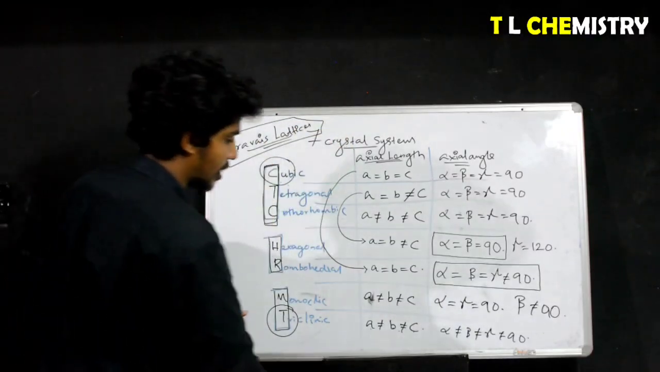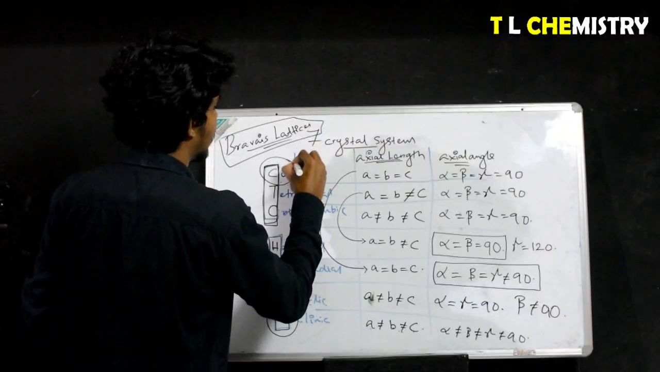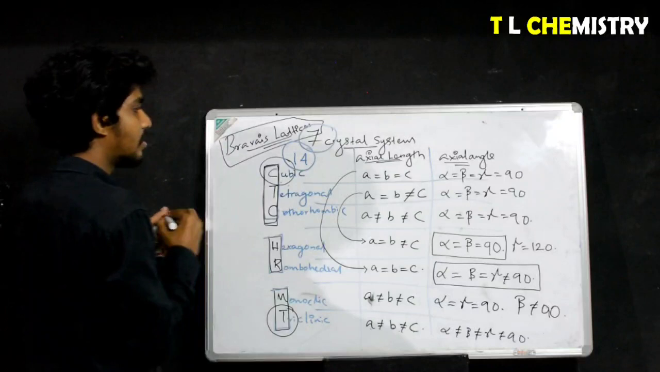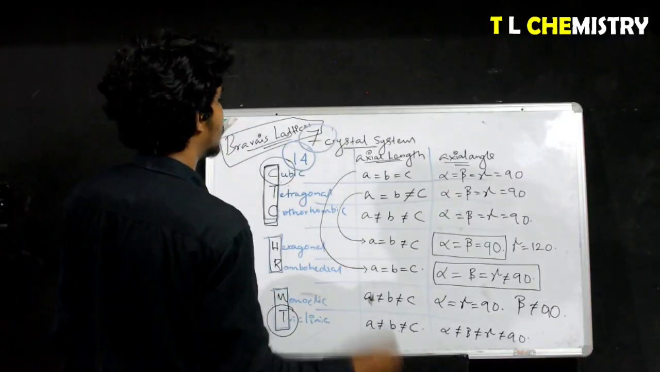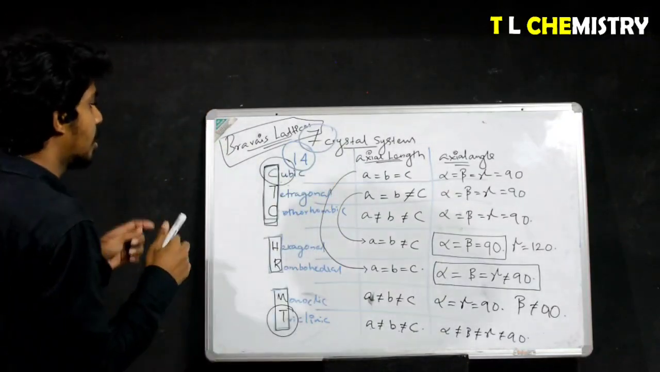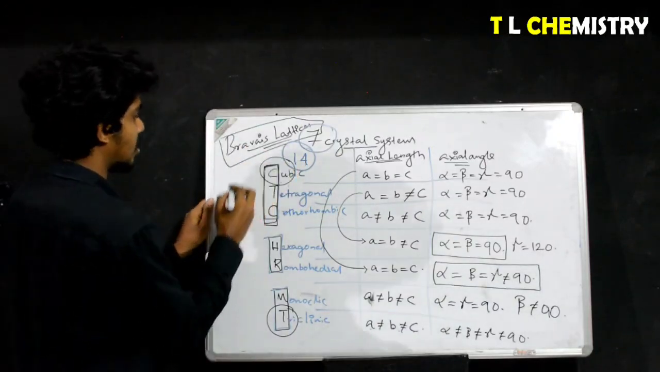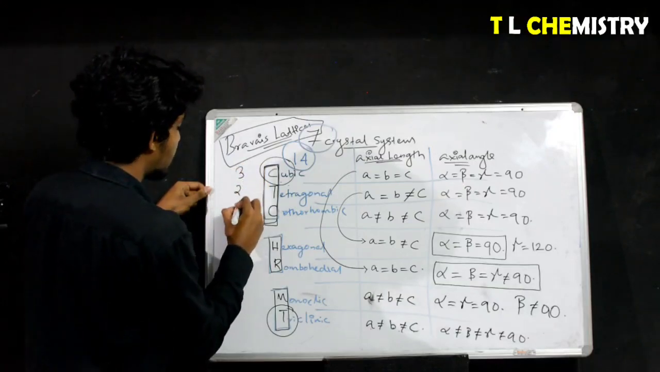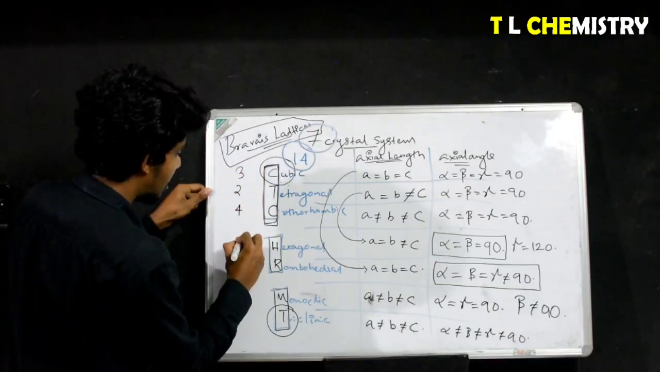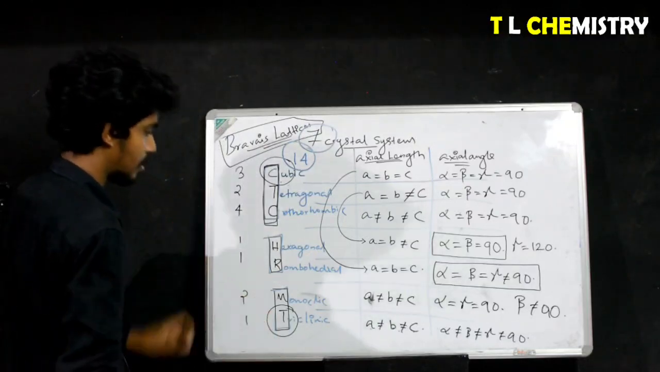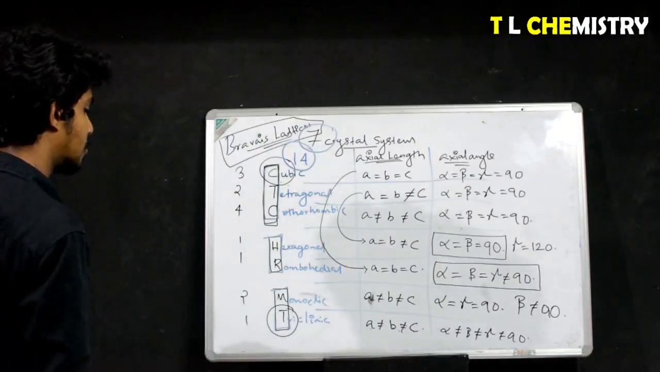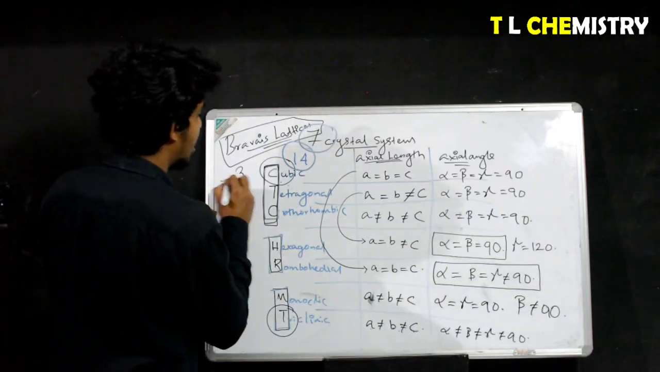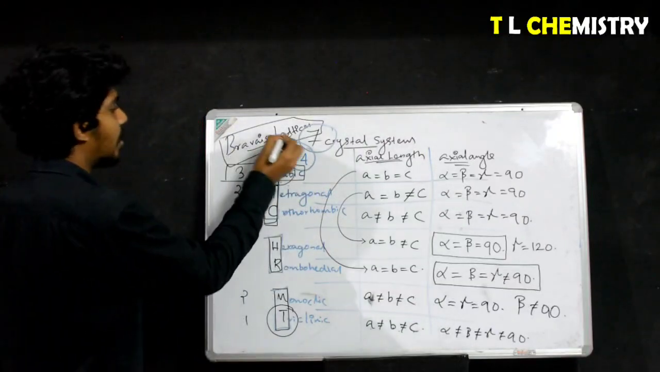There are 14 Bravais lattices and 7 crystal systems in solid state chemistry. Which are they? There is a secret code: 3241121. This is the code to express the Bravais lattices, which means that in the cubic system there are 3 Bravais lattices.